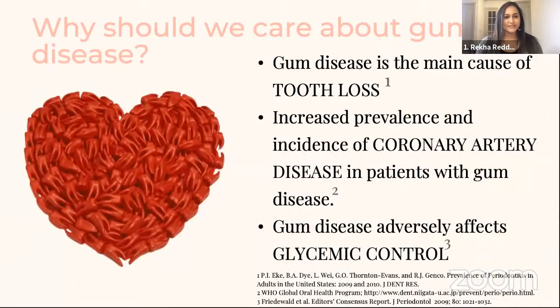So why is it important to care about gum disease? This is why we're here today. We want to know why this is important, why we need to learn. Gum disease is the #1 cause of tooth loss. There's an increased risk of coronary artery disease in patients with gum disease, and diabetic patients. This is very important. Gum disease can also adversely affect the way that you can control your blood sugar.